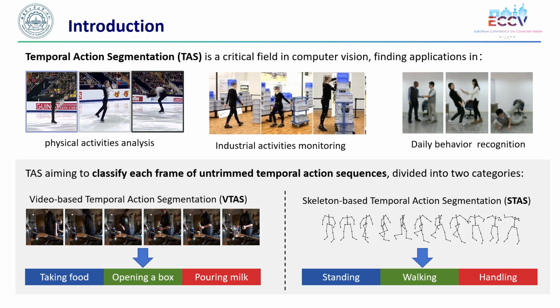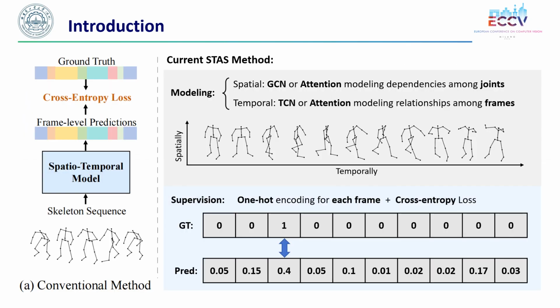Based on the input modality, TAS can be divided into two categories: video-based temporal action segmentation, which uses video features, and skeleton-based temporal action segmentation, which focuses on human motion through skeletal data. Our research falls under the second category, skeleton-based methods. Currently, skeleton-based TAS methods mainly rely on spatio-temporal modeling to capture spatial dependencies among joints and temporal relationships across frames. These methods then generate frame-level one-hot classifications, which are supervised using cross-entropy loss.